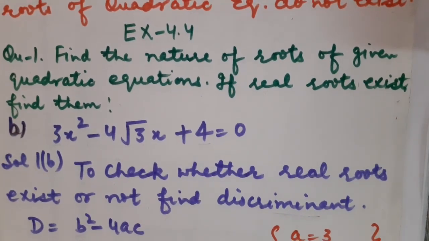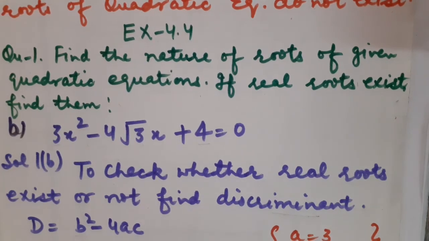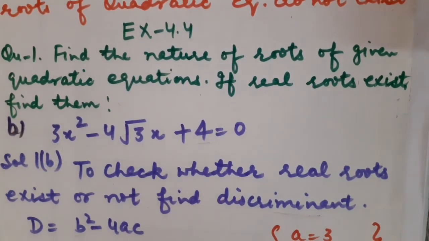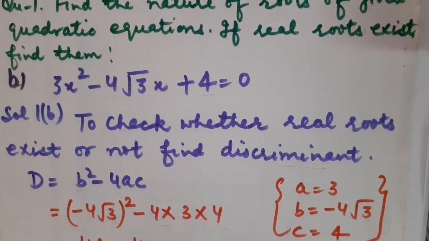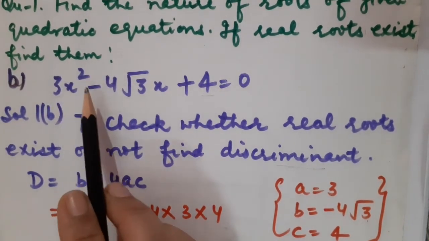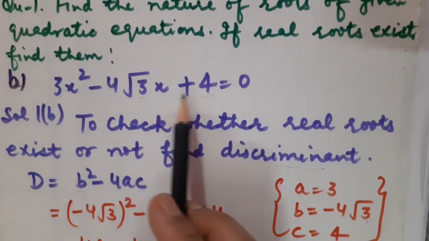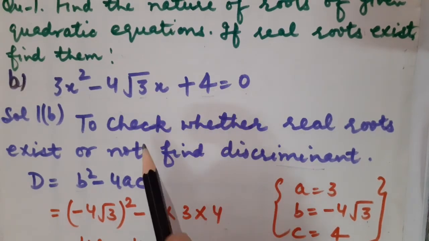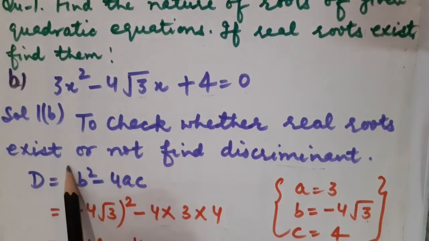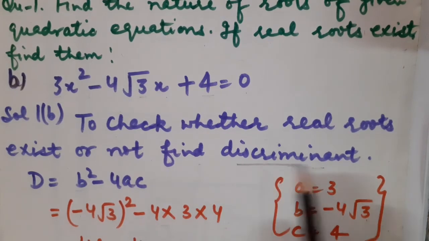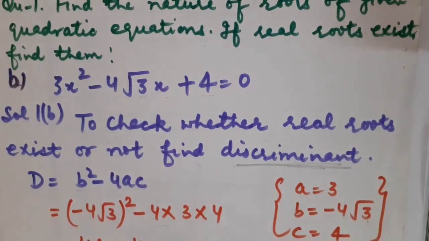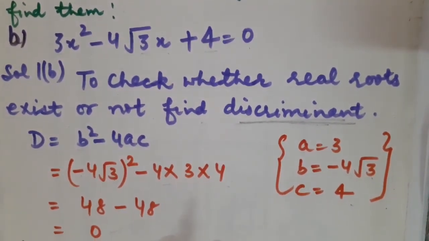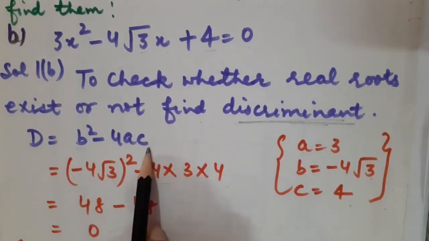Find the nature of roots of the given quadratic equation. If real roots exist, then find them. Now children, how will we come to know whether the roots are real or not? Definitely we have to go to the discriminant only. Fine, so let us start. The question is 3x square minus 4 root 3x plus 4 is equal to 0. To check whether real roots exist or not, we are going to find the discriminant. What is the discriminant? That is D, meaning B square minus 4AC.